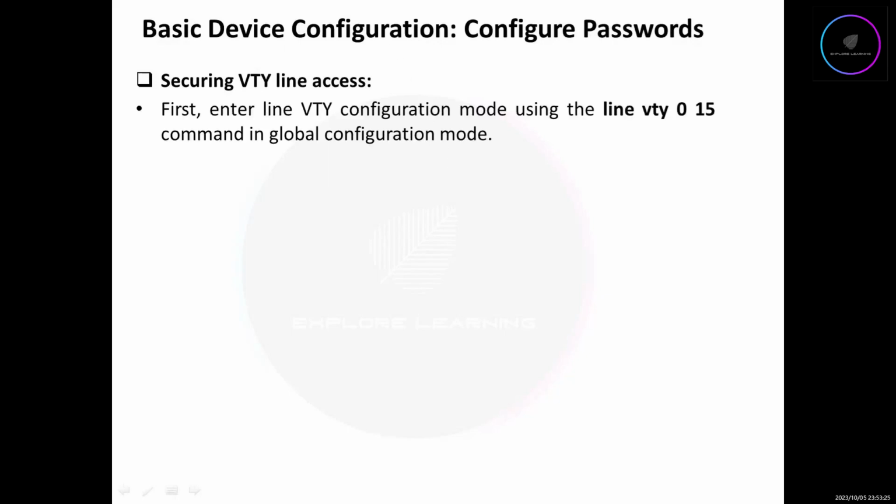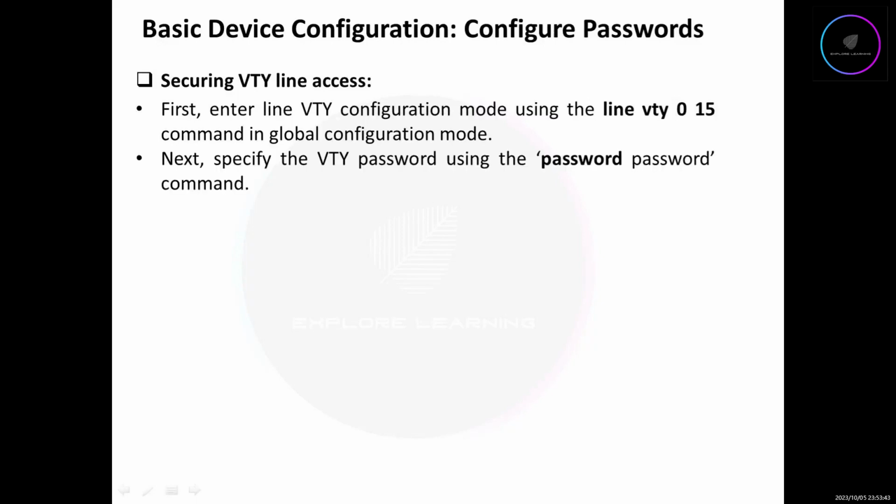All right, so on the basic device configuration, the next task is to configure the password to secure the VTY line access. Now, first we need to enter the VTY line configuration mode using the line vty 0 15 command in the global configuration mode. So we're going to enter into the line configuration mode to do this. Next, we need to specify the VTY password using the password command. Finally, we enable the VTY access using the login command.